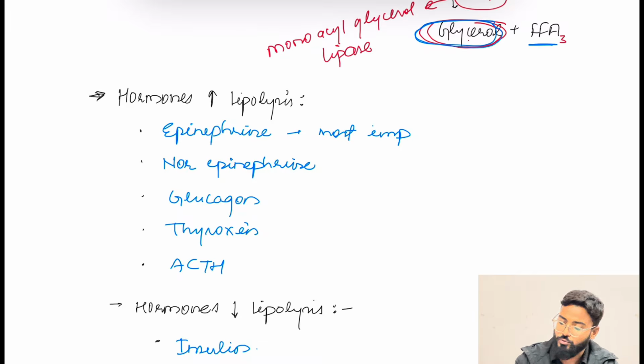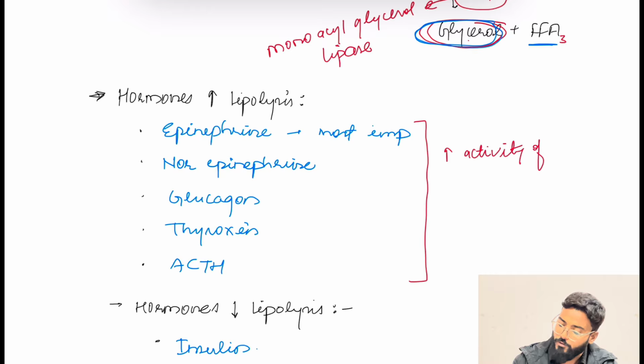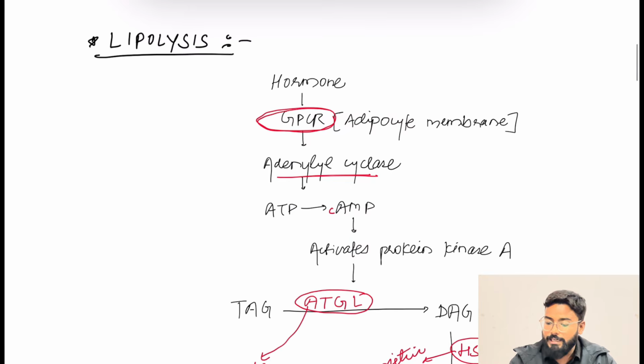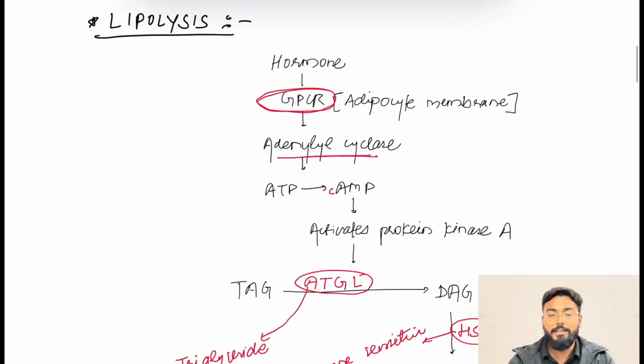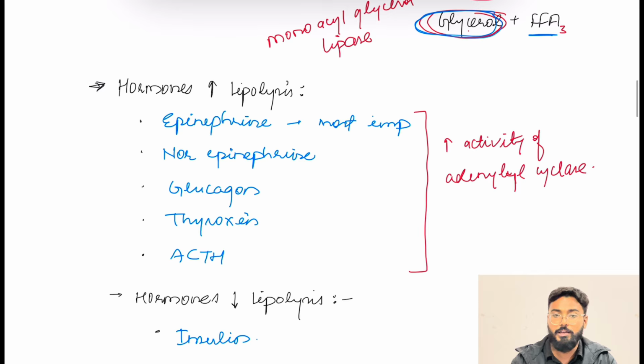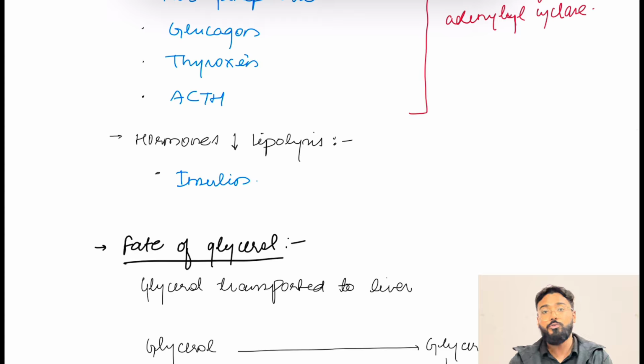They are going to do so by increasing the activity of adenylyl cyclase. And we saw that when adenylyl cyclase gets activated, it is ultimately going to facilitate the process of lipolysis. So the hormones which increase the process of lipolysis act by increasing the activity of adenylyl cyclase. And how is insulin going to suppress the process of lipolysis?